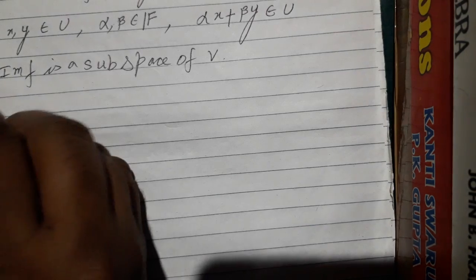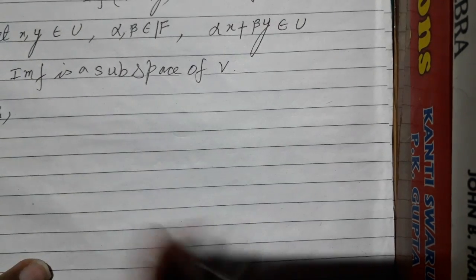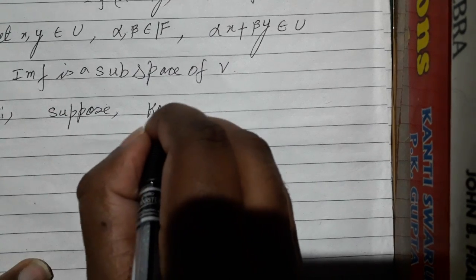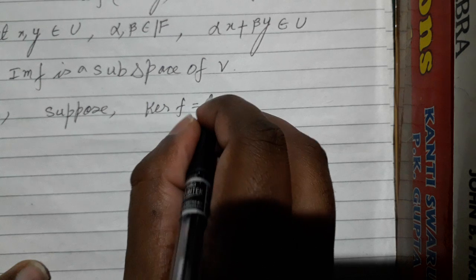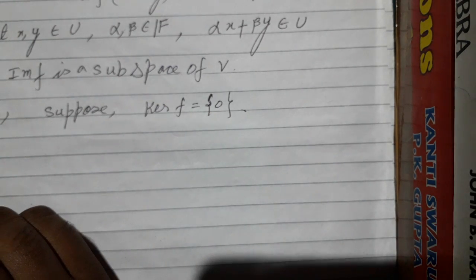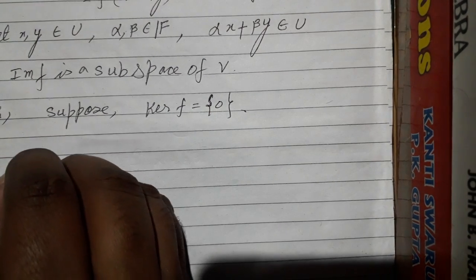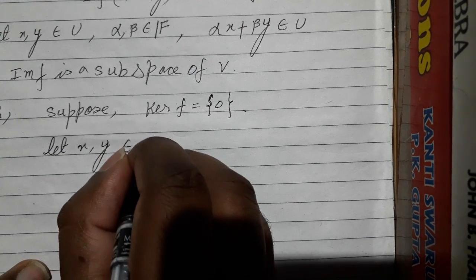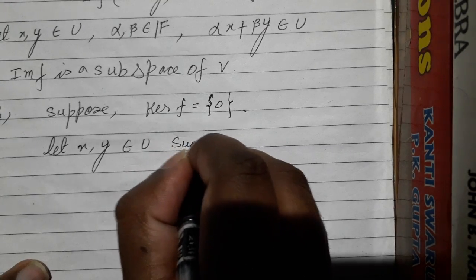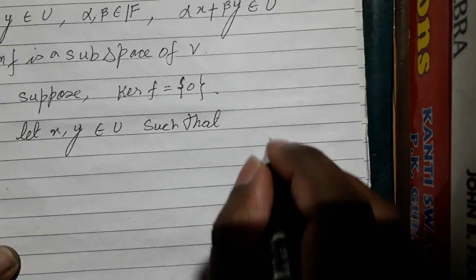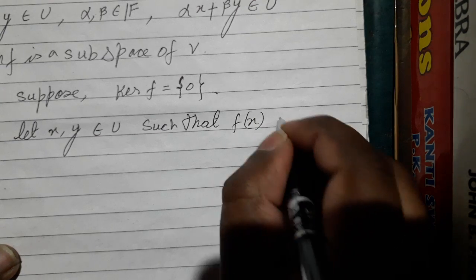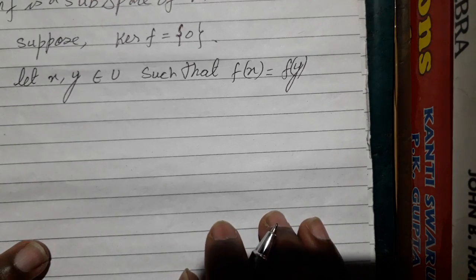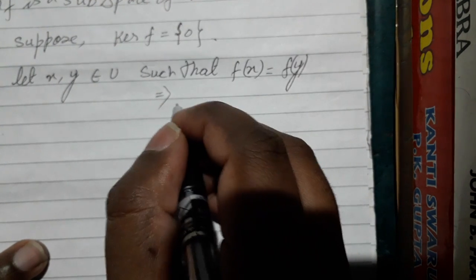Now the third part. Suppose kernel of f is 0. I want to show f is one-one. So I take two elements x, y in U such that f of x is equal to f of y. My aim is to show x equals y. If I can show x equals y, then f is one-one.